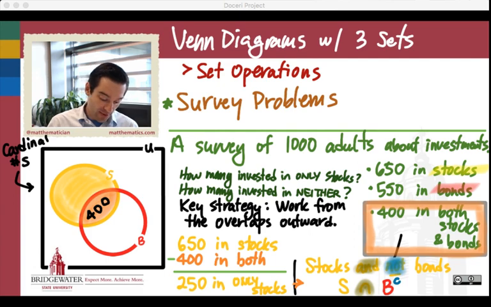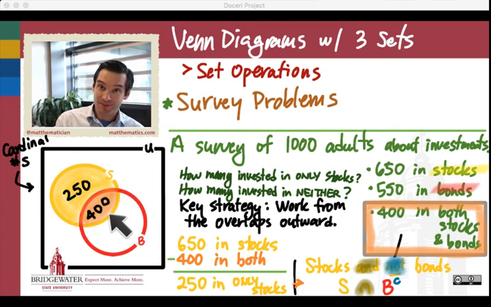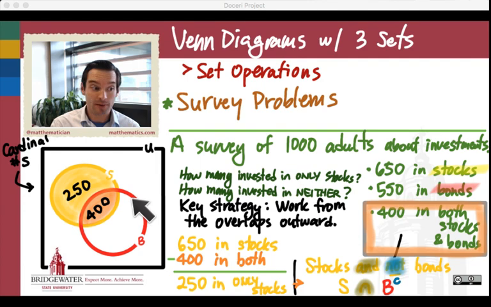And as you work through these kinds of problems, every time you do a step like this, it's a good idea to check back and make sure that your diagram is still representing this information over here adequately. So if I'm going to write 250 here and 400 there, then if I just squint my eyes and look only at the yellow circle, there's a total of 250 plus 400. There's 650 people in my yellow circle. And that turns out to be exactly what the information in the problem was telling us. There's 650 respondents who are invested in stocks.